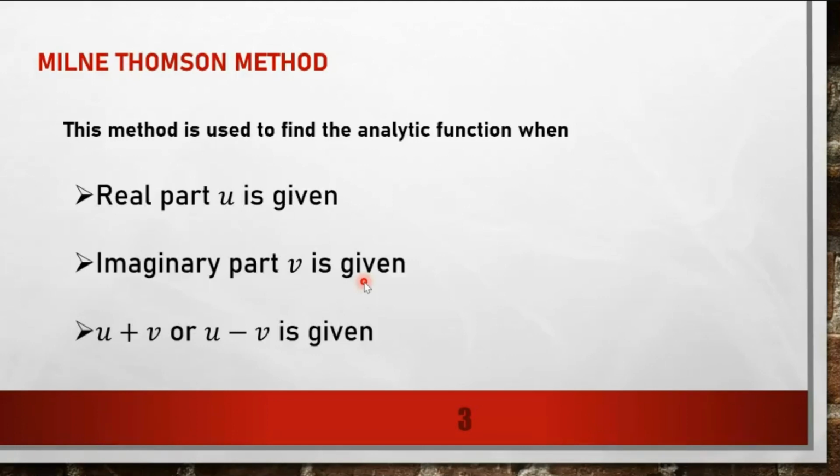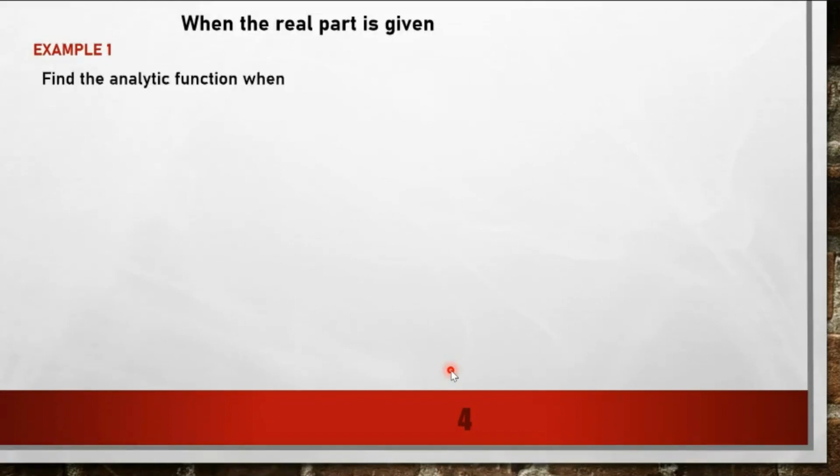So the Milne Thomson method is used to find the analytic function when u is given, v is given, or u plus v or u minus v is given. You will be given u as some function, v as some function, or in terms of u plus v or u minus v. I'll take the first problem, when the real part u is given.